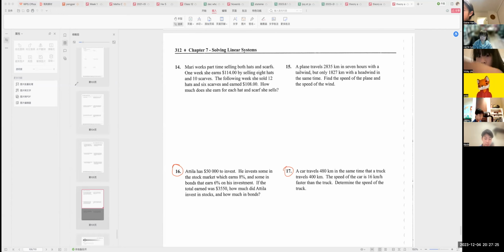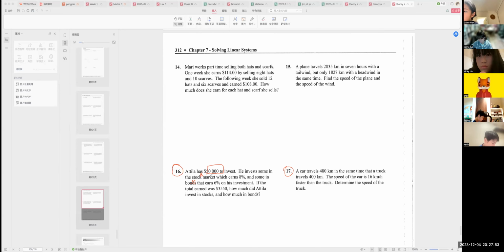If the total earning is $3,550, how much does Atilia invest in stocks and how much is in bonds? This question is pretty easy, right? Because the total investment is $50,000. So Kevin, could you please give me the first equation? If I say the money you invest in the stock market is X dollars and the money you invest in the bond is Y dollars, what is the first equation?